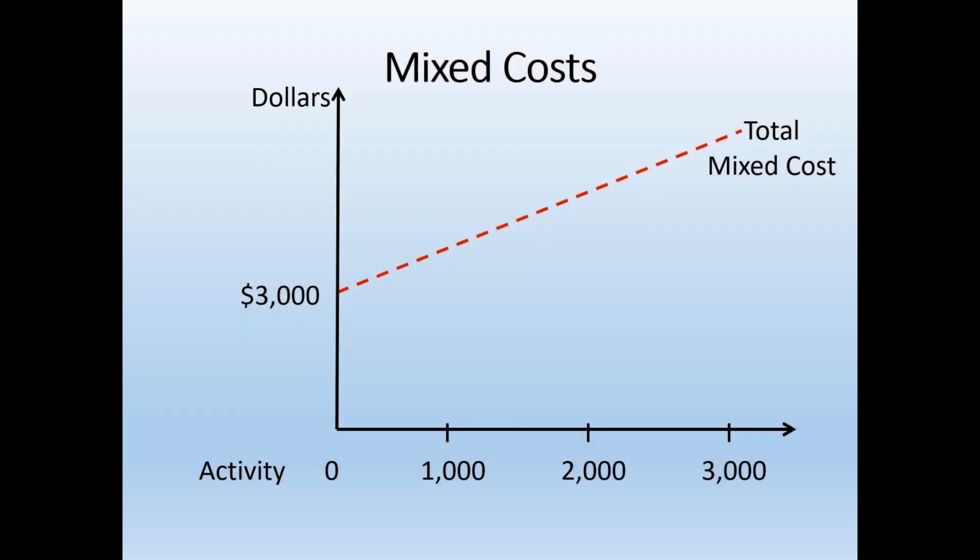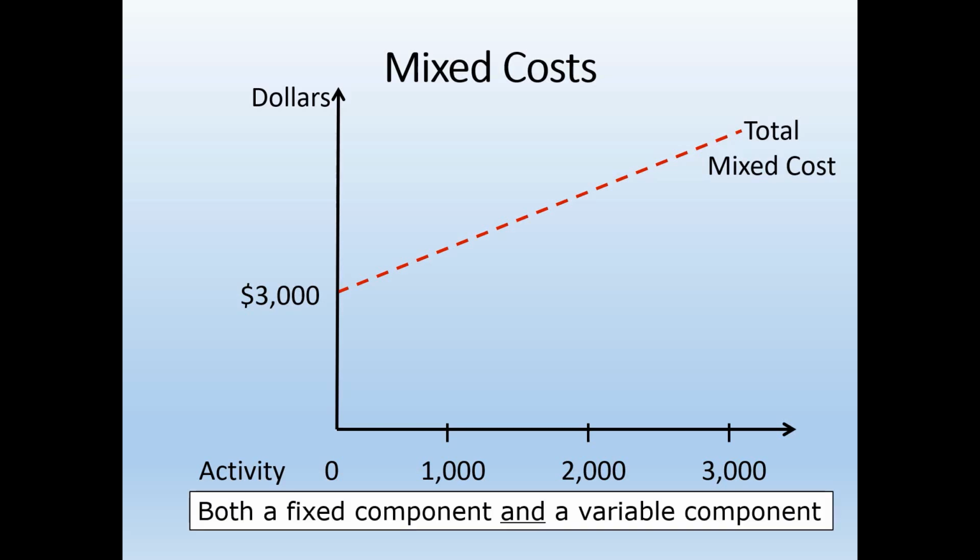This graph shows what a mixed cost would look like. Remember that a mixed cost has both a fixed component and a variable component. The fixed component is the height that the mixed cost intersects the y-axis above the origin. And that part, in this case $3,000, is going to be there regardless of the firm's level of activity.